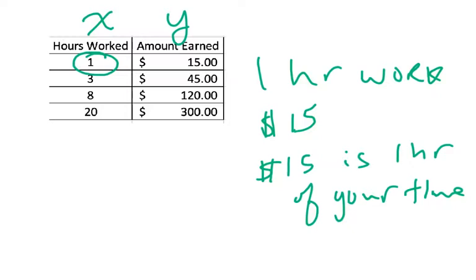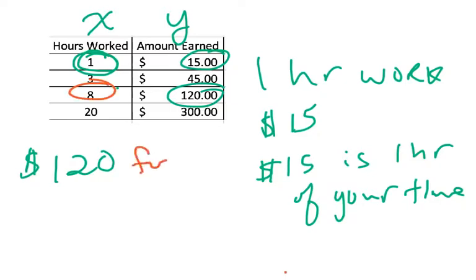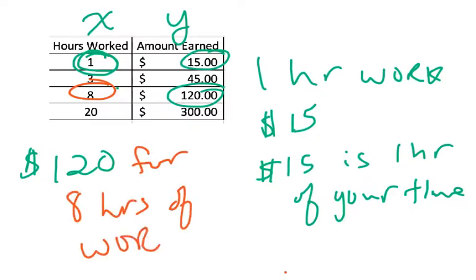But so, what does this one mean? That means you work 1 hour and you get paid $15. What does $120 mean? Well, that means you're earning $120 for this amount of hours of your life, or 8 hours of work. Or for 8 hours, you get paid $120. So sometimes you're going to have questions based on the table, how much do you get paid an hour, or what does this number mean? And so that's what they're looking at.